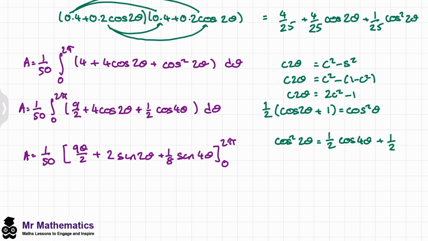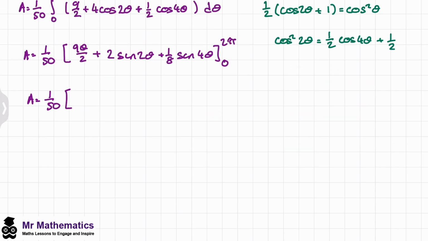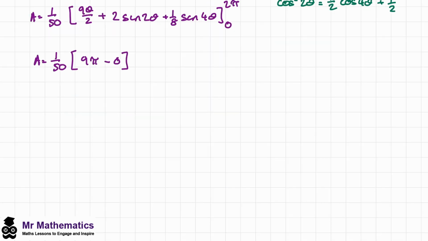Okay, so now we'll substitute in our limits. So we get 18 pi over 2 here, so 9 pi. The sine of 4 pi is 0, so this cancels to make 0. And the same here. And then we'll substitute in the 0, and each of these terms will cancel to make 0. So we get an area of 9 pi over 50 meters squared.